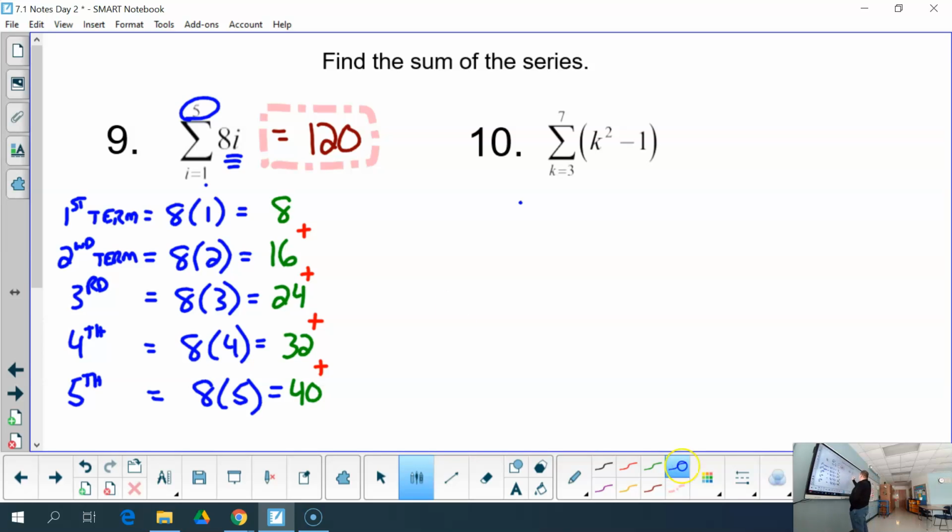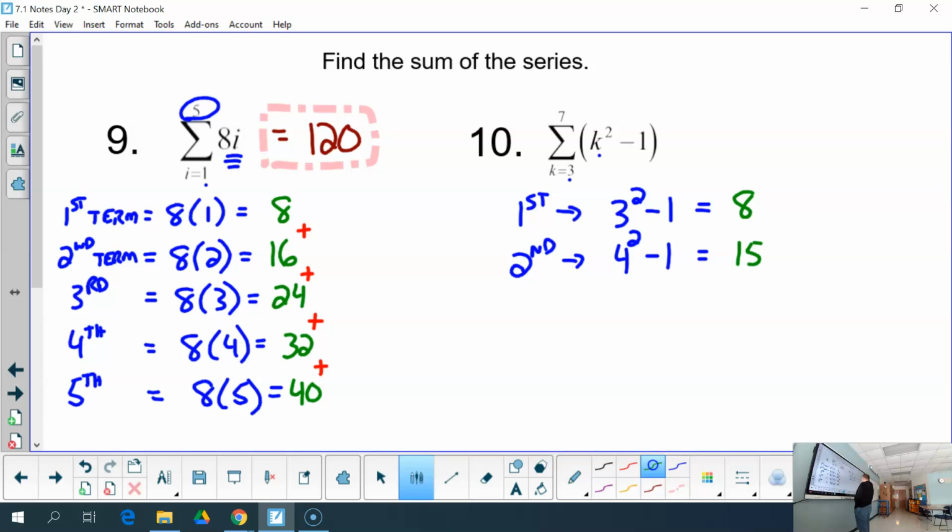Same concept over here. I find my first term by plugging in. Now I'm going to plug in 3 into my rule. So that's going to be 3 squared minus 1, which is 8. Then I find my second term. I'm going to plug in 4. 4 squared minus 1 is 16 minus 1, that's 15. Third term, 5 squared minus 1. That's going to be 24.